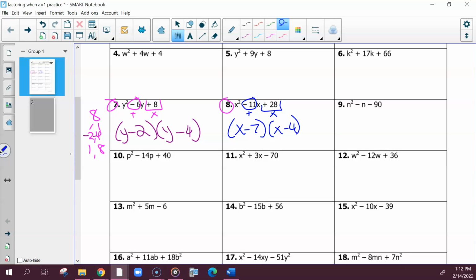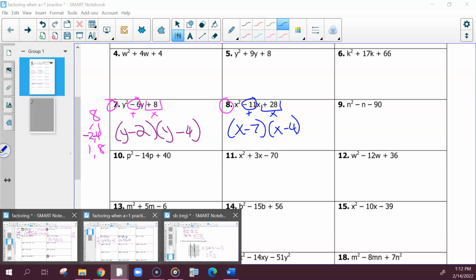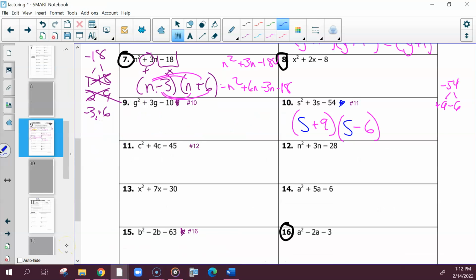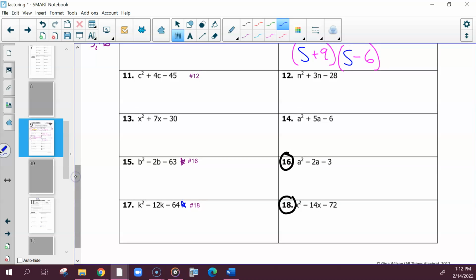So far, do we have any questions on this? We're going to go back to the front and do 2 more problems together, and then you'll have time to practice the remaining. So go back to the front, and we'll do 15 and 16. Now we have negative, negative.